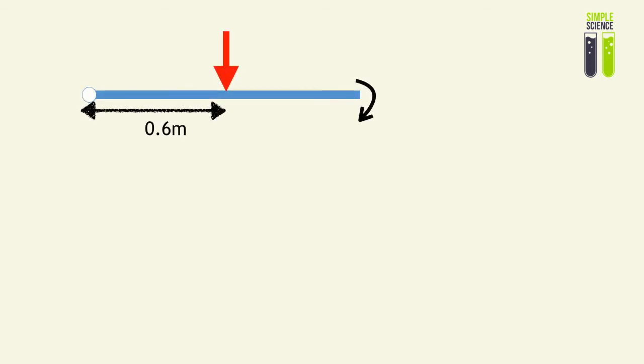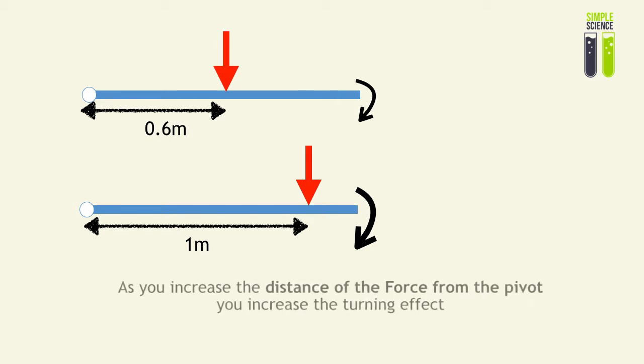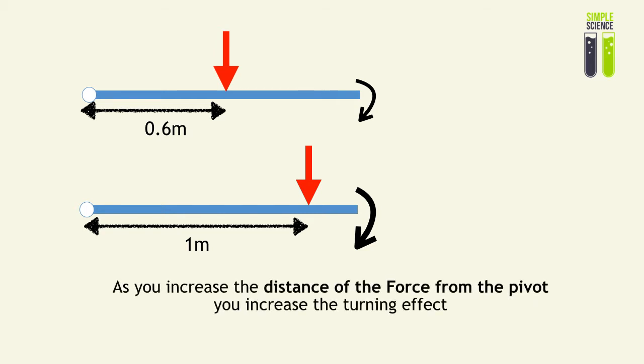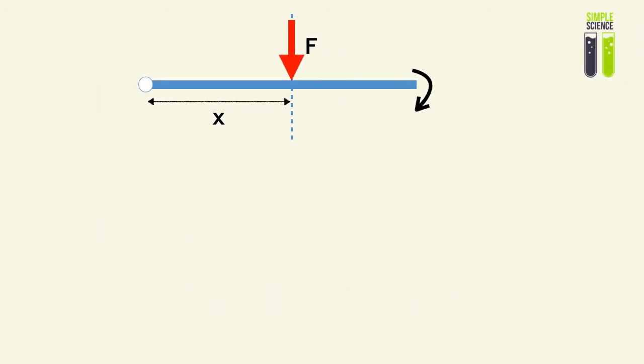You're going to push it with a greater turning effect, aren't you? You can feel it. In addition, if you were to push onto a beam at a further distance away from the hinge, it becomes easier to push. So as you increase the distance of the force from the pivot, you increase the turning effect. So in general, the force and the distance from the pivot are F and x.